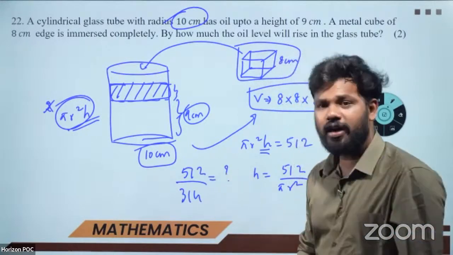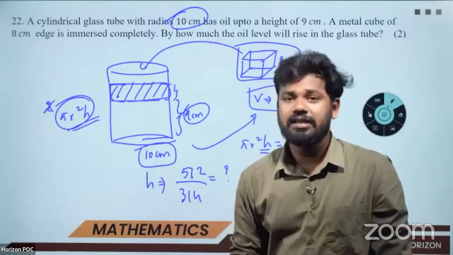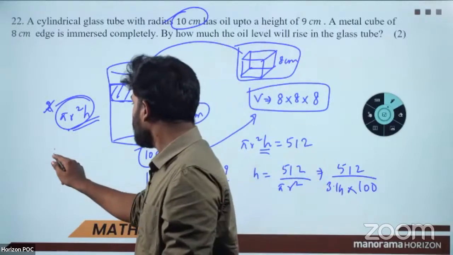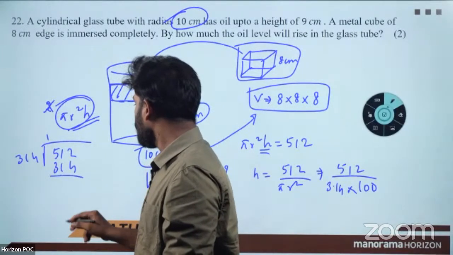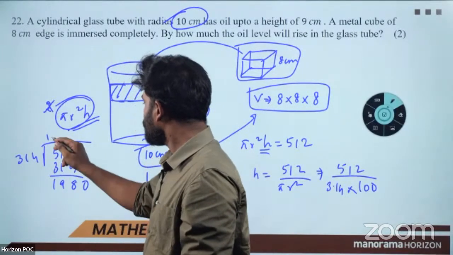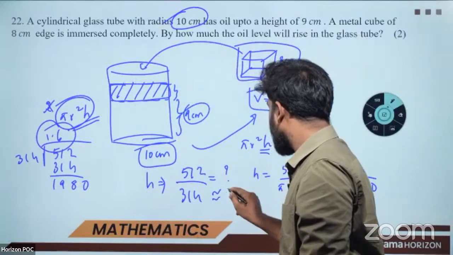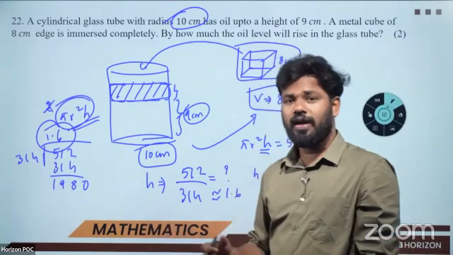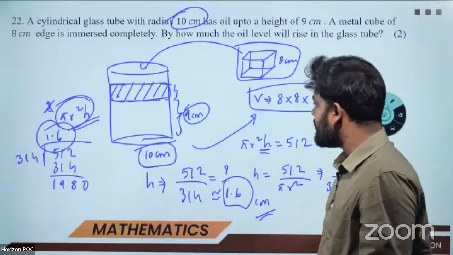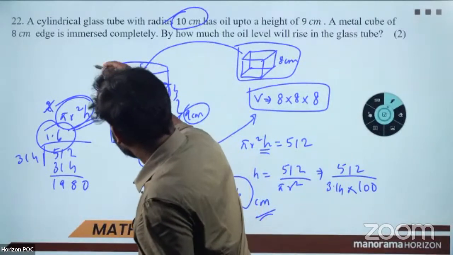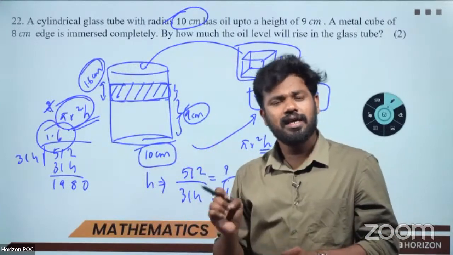So what is the value of 512 divided by 314? That will be the exact height that is increased. Let's look at the exact value. 314 one time, you will be getting 198. This will be almost 6 tenths, so I can approximately say this value is 1.6. You might find the value up to the second decimal place, but I'm just leaving it like this. So 1.6 centimeter is the level of oil that has risen here. Got it?